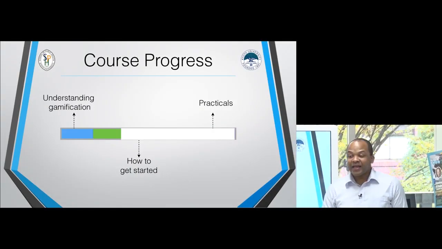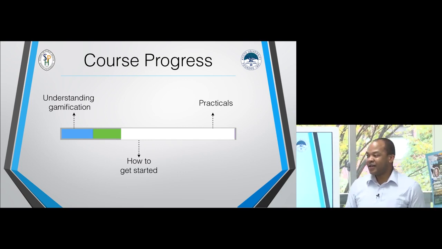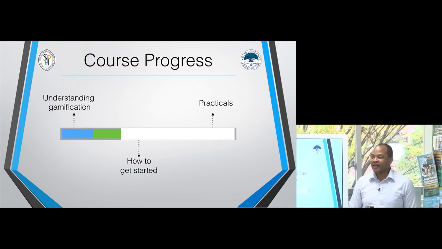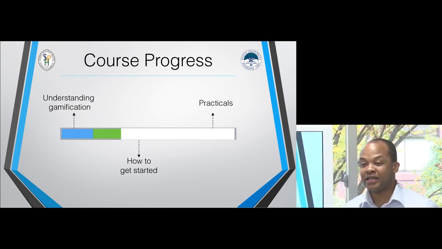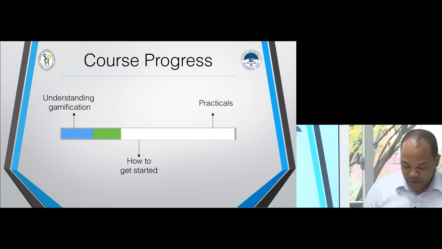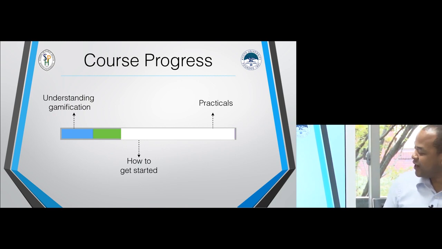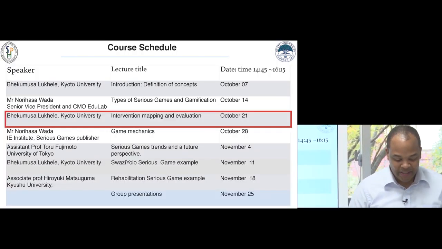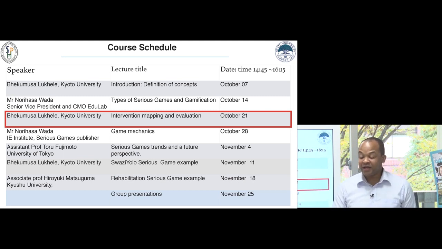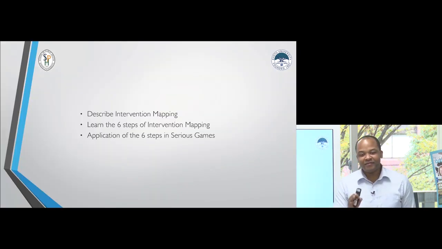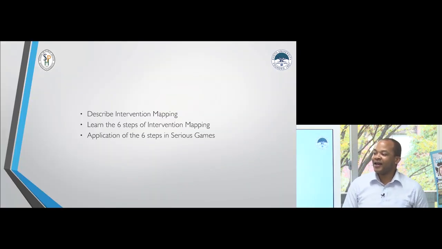So today we are entering the second class in our series of how to get started sessions. We're almost getting to halfway through the course, and the topic for today is intervention mapping, and we're going to touch a little bit on evaluation. We have three objectives by the end of the class.